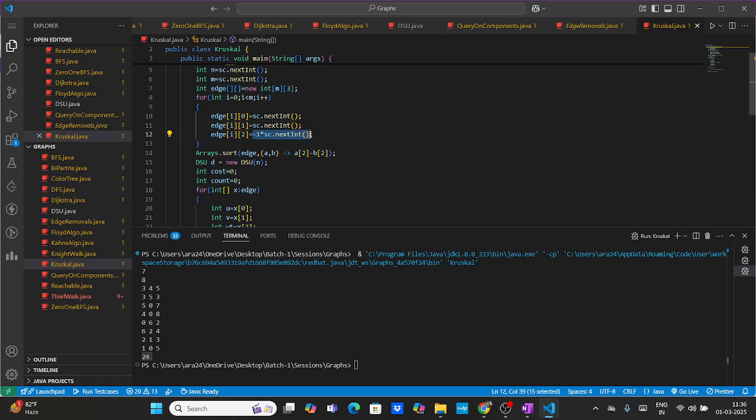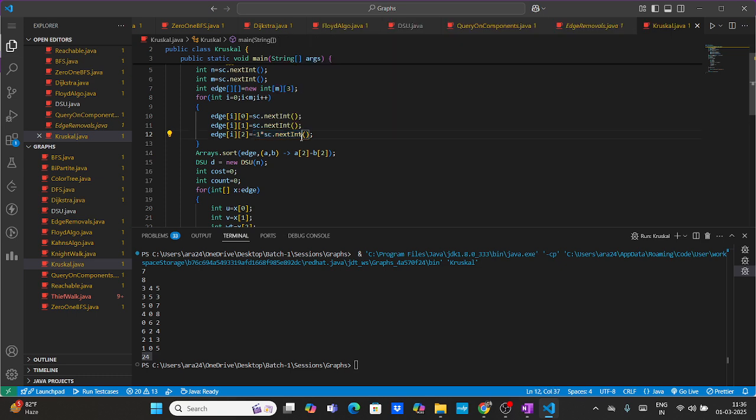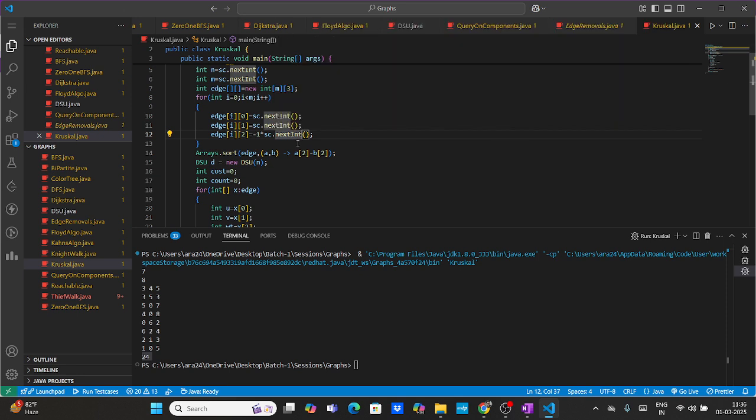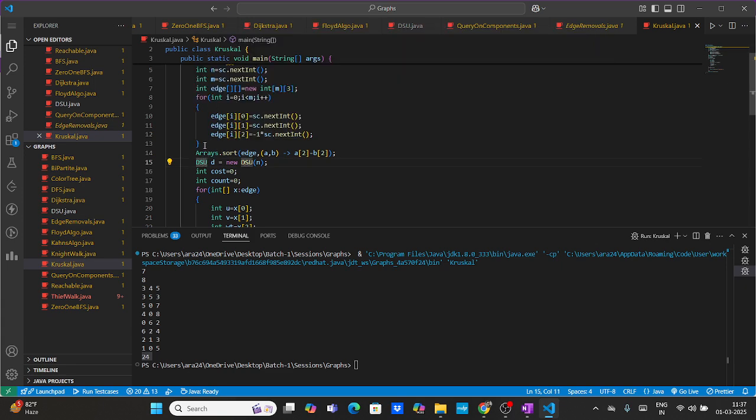Every weight will become negative, right? And the MST will take, out of minus 10 and minus 3, the minus 10, right? And when you get the answer, you will get it as minus 10. So if you multiply with minus 1 again, you will get 10, and 10 is your answer. So this is a cool trick.